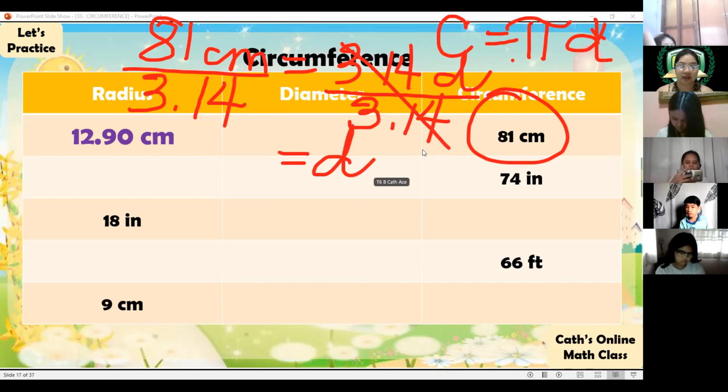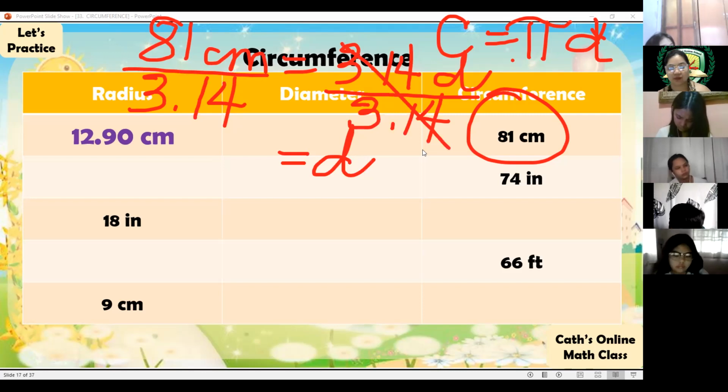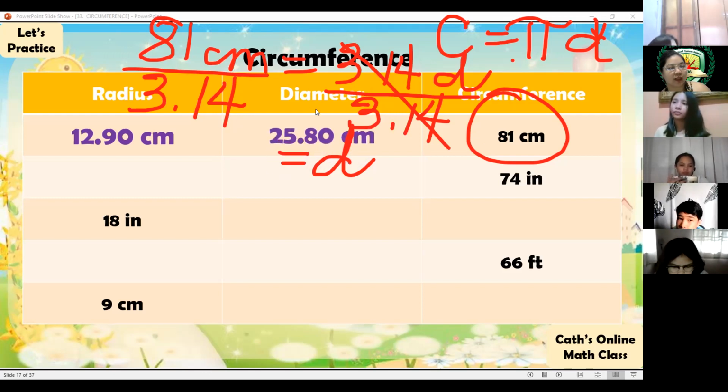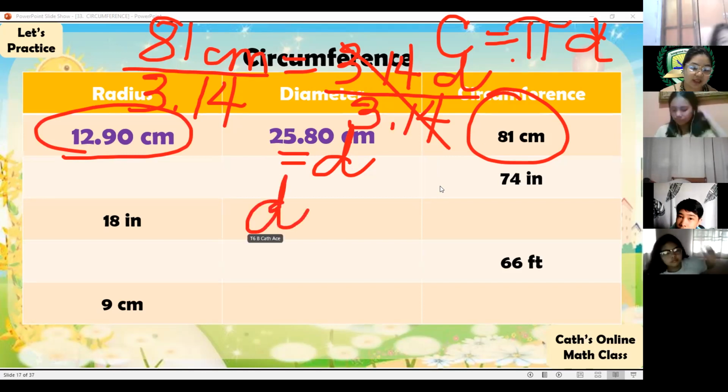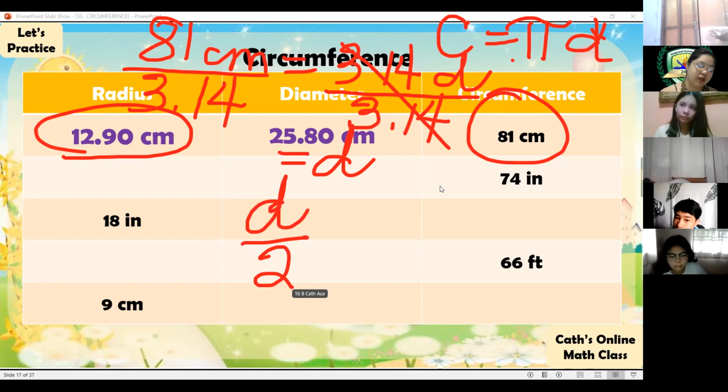So, 81 divided by 3.14, ilan? It is 25.8 centimeters. Okay? Now that you have that, paano naman natin nakuha si radius? Okay, so you just need to divide the diameter by 2. And yun ang makukuha niya sa radius.